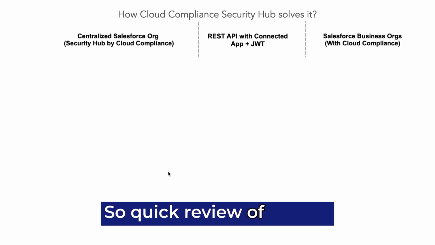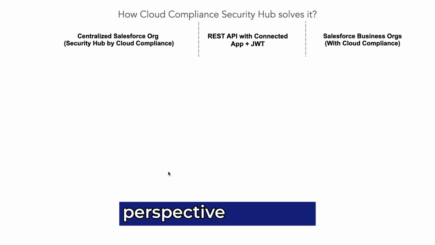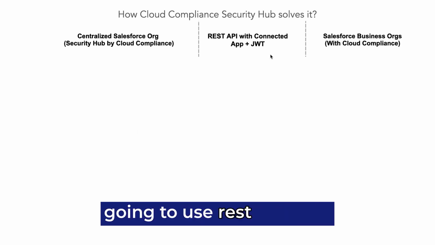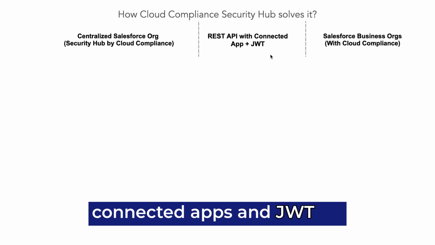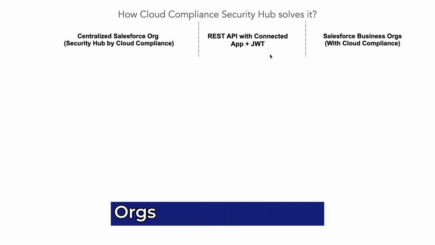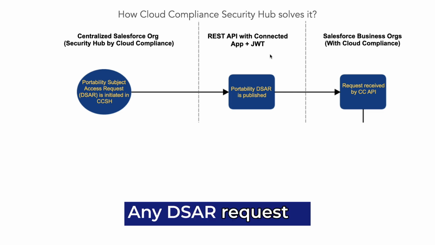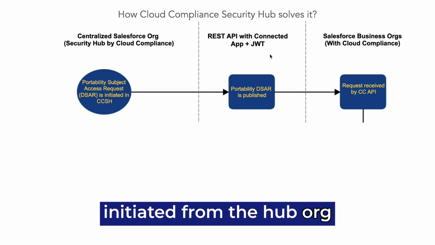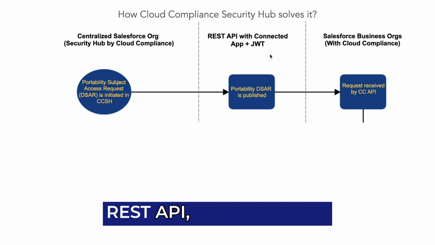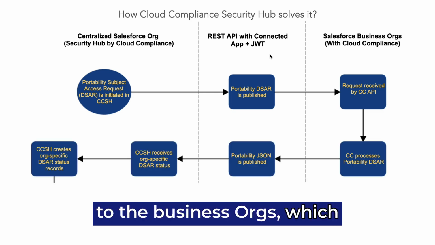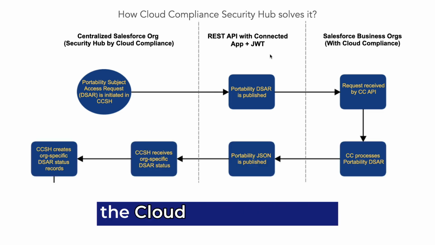So a quick review of what it looks like from a security perspective: on your left here, you see the hub org, which is going to use REST API with connected apps and JWT for connecting with your business orgs, or the spoke orgs. Any DSCR request is initiated from the hub org and is broadcast via REST API, communicated to the business orgs, which receive this request with the Cloud Compliance API.